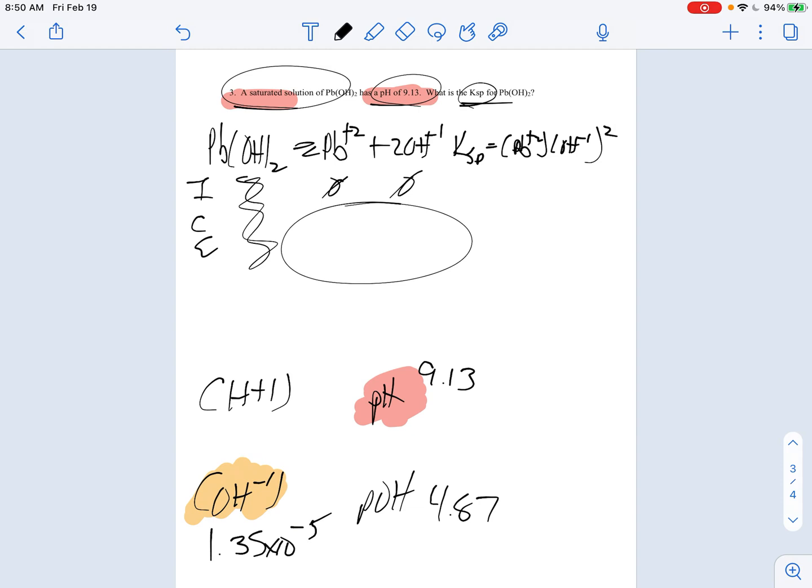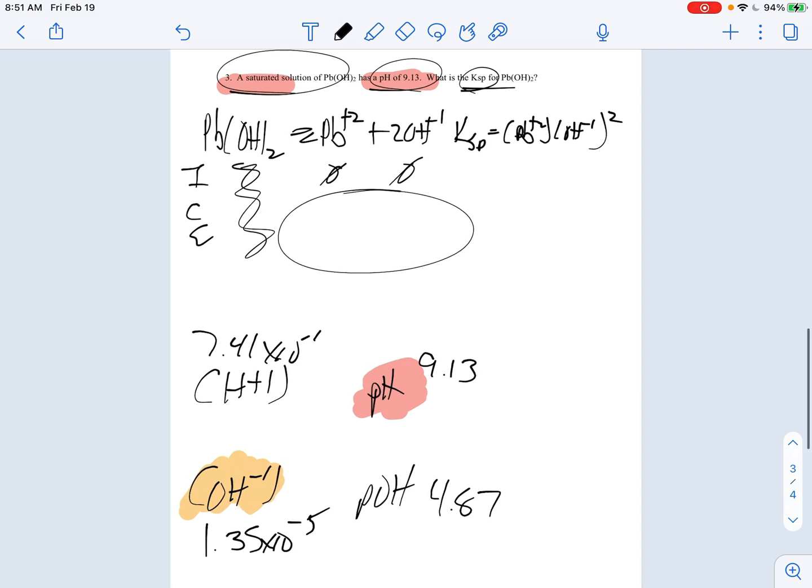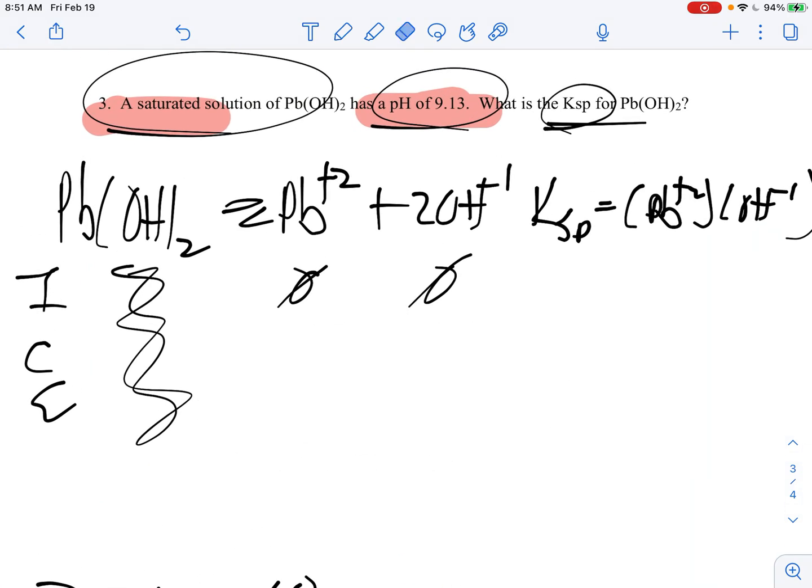Again, if you'd prefer, you could go around the other way. You can go with negative 9.13 and make this 7.41 times 10 to the negative 10th, and then take 1 times 10 to the negative 14th divided by 7.41 times 10 to the negative 10th, and get our value here of 1.35 times 10 to the negative fifth. Doesn't matter. Okay, so now this is this.